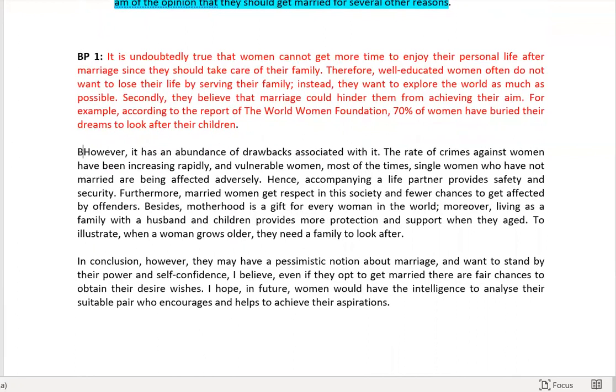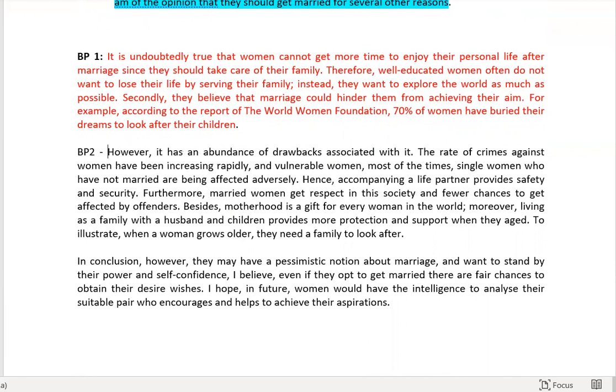BP2. However, it has an abundance of drawbacks associated with it. Now it is a new BP, and it is saying it has an abundance of drawbacks, which means there is no reference. The rate of crimes against women have been increasing rapidly, and vulnerable women, most of the time single women who have not married, are being affected adversely. Hence, accompanying a life partner provides safety and security. Furthermore, married women get respect in the society and fewer chances to get affected by offenders.